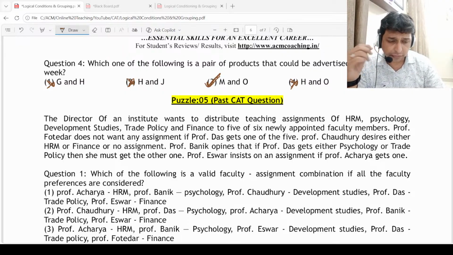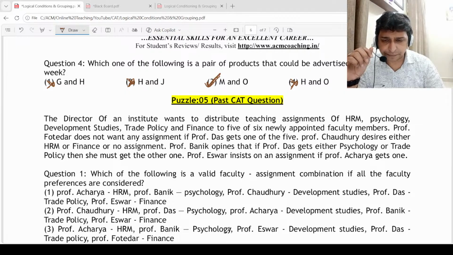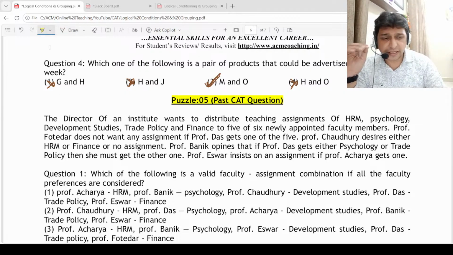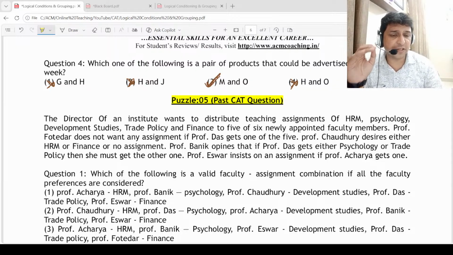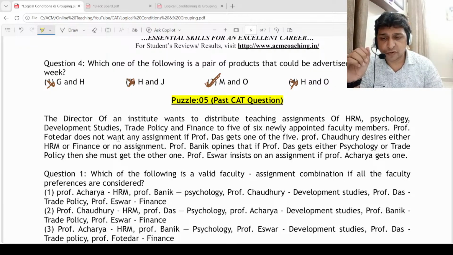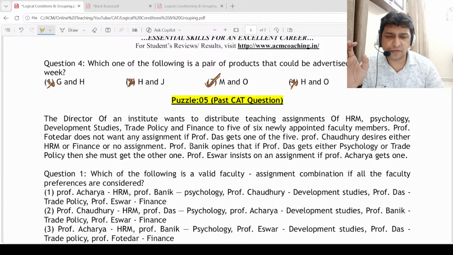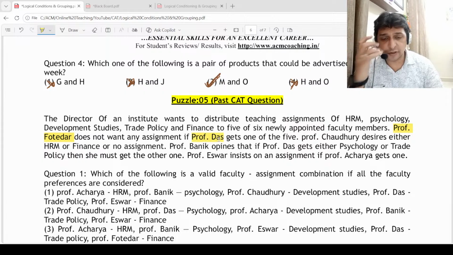Let's start with it. The director of an institute wants to distribute teaching assignments of HRM, psychology, development studies, trade policy, and finance to five of six newly appointed faculty members. That means one will not get one. Professor Fatehda does not want any assignment if Professor Das gets one of the five. That means either Mr. Das or Mr. Fatehda, one of them will be there. The rest, everybody should get that.